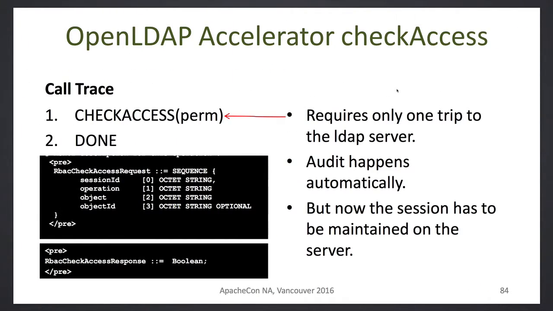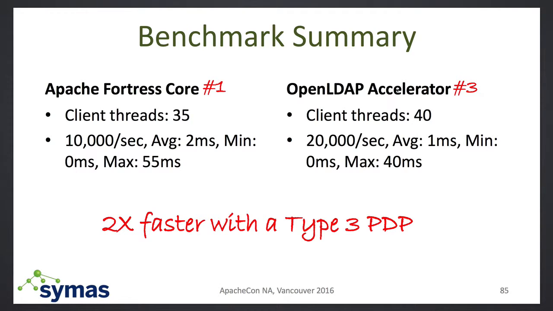All right, so where does that leave us? Just to summarize, with the type 1 policy decision point, 35 threads, you didn't see it, and it's kind of hard to get consistent when you're in the cloud because you're not really on bare metal. But the high water mark is about 10,000 a second with that test scenario, and about an average 2 milliseconds latency. And with the OpenLDAP Accelerators, the type 3 with 40 threads, the high water mark's about 20,000 a second, average of 1 millisecond. So we thought that was pretty conclusive.